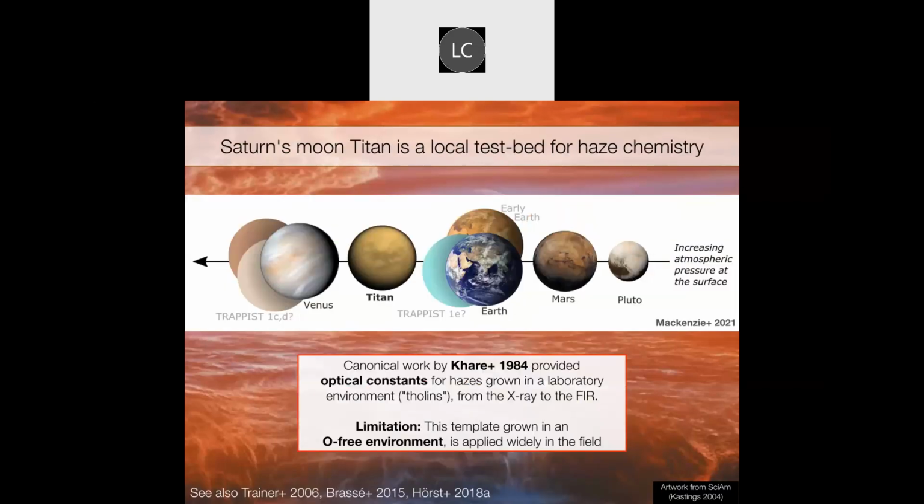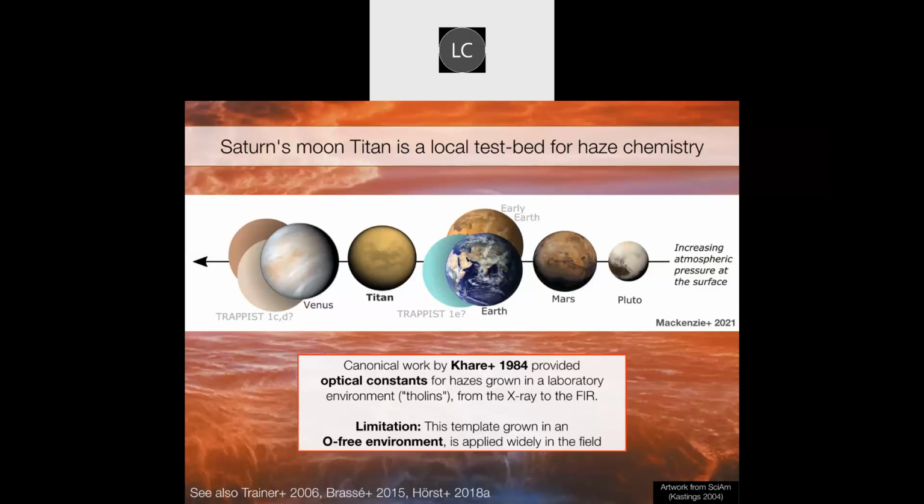And in our solar system in particular, we have a hazy moon, Titan, around Saturn, which has been a test bed for haze chemistry and is particularly interesting because it has an atmosphere. It's the only other body in our solar system that has an atmosphere remotely similar to Earth, meaning that it's dominated by nitrogen. And it has a similar surface pressure. So there's been a lot of work done on haze formation on Titan.